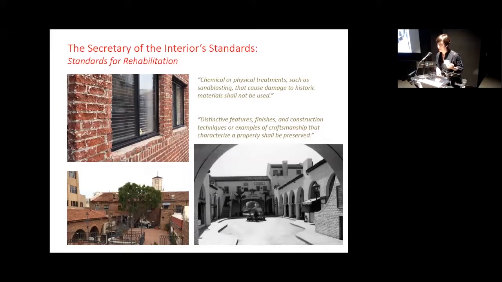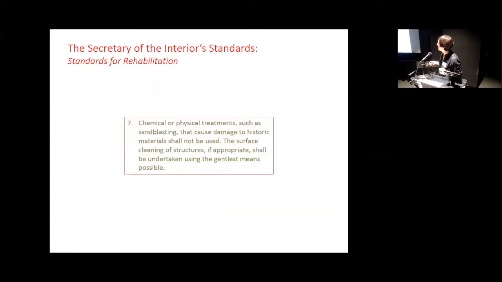So, here's a building where it was sandblasted. The entire thing now has this skin on it that is going to absorb moisture at a different rate. It has a terrible appearance. When you go back to repoint it, you don't have a nice edge of the brick. So that's the problem under standard number 7.